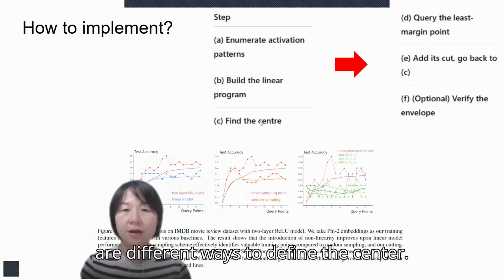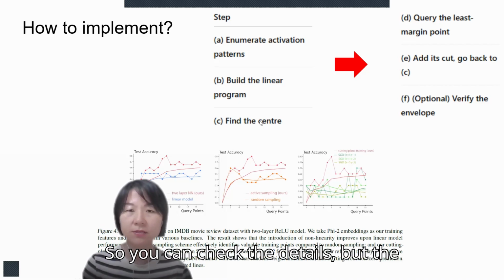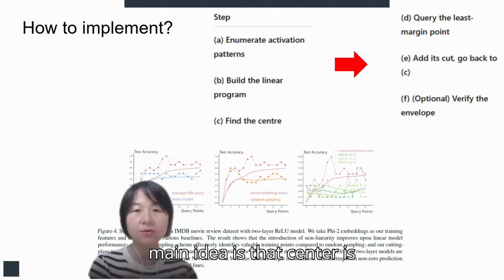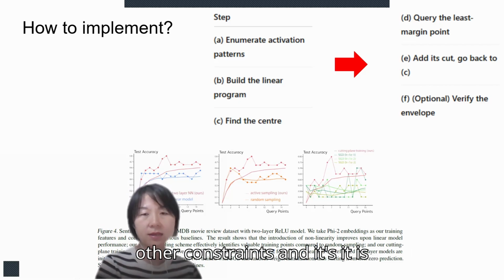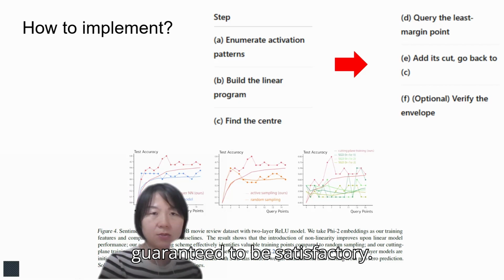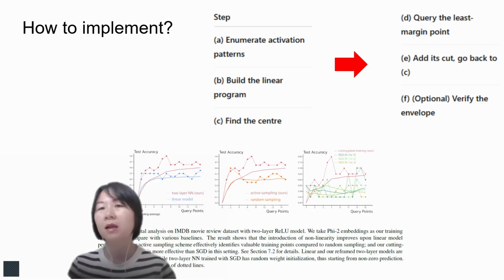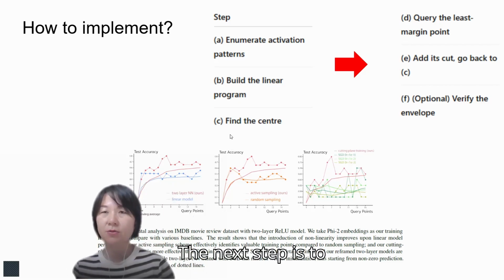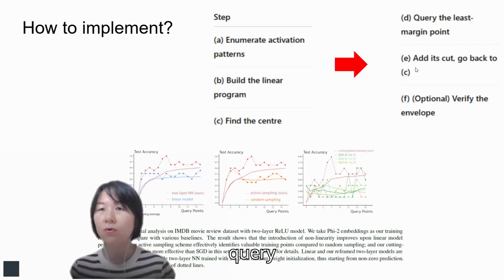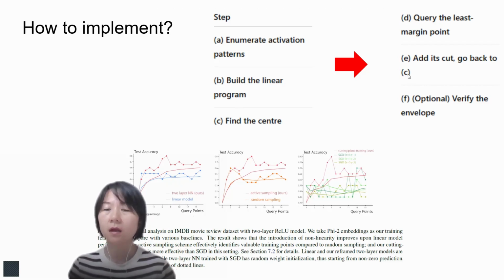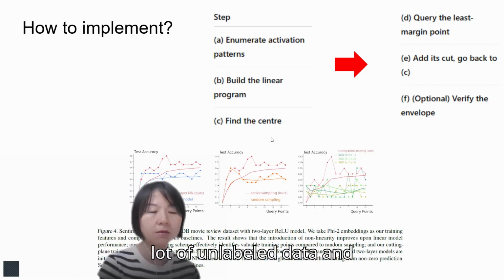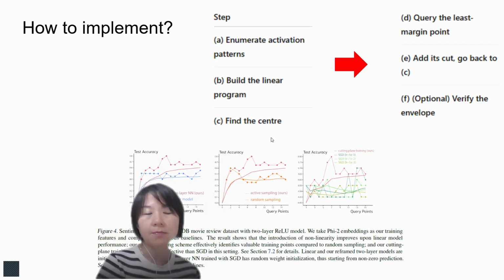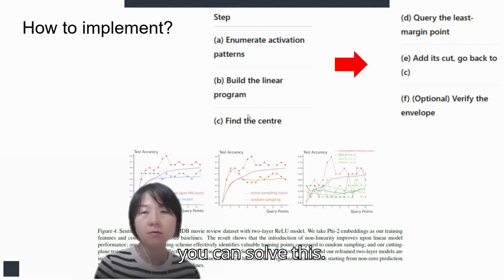The center represents the parameters that always satisfy all the requirements, all the constraints. So you need to find a center, and the final center is the parameters of the neural network. There are different ways to define the center, so you can check the details, but the main idea is that the center is a point far away from all the constraints, and it is guaranteed to be satisfactory. The next step is to query all the unlabeled samples. When you compute this center, you need a lot of unlabeled data.